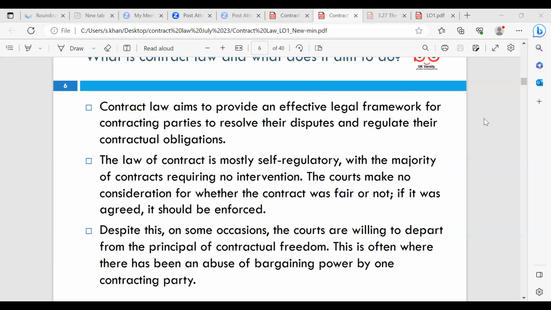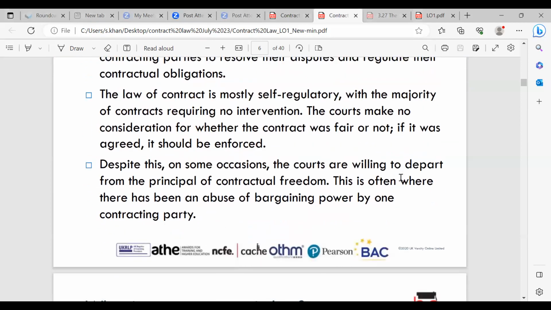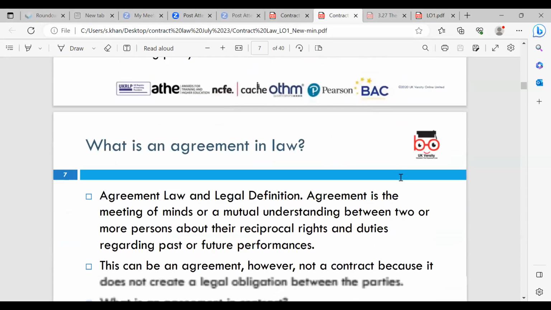So, a contract between, again, the example of the car, if there was a contract there, the courts will only look at that, not whether the contract was fair or not at that time. Despite this, on some occasions, the courts are willing to depart from the principle of contractual freedom. This is often where there's an abuse of bargaining power by one party. So if there's any sort of issues, the court have the discretion to look at each case individually, and if they feel that there's some sort of abuse or unfairness, any sort of abuse of bargaining power by one party, then they will look at it in a different way. So they do have that discretion.